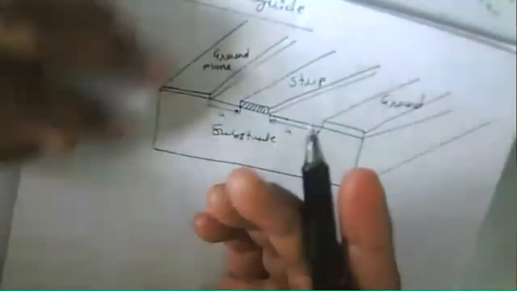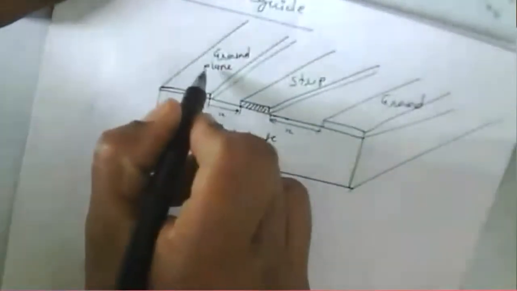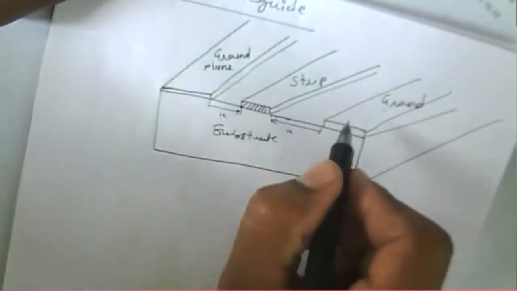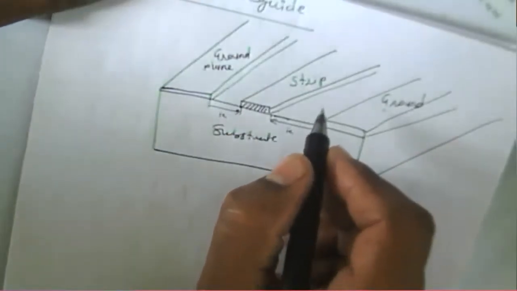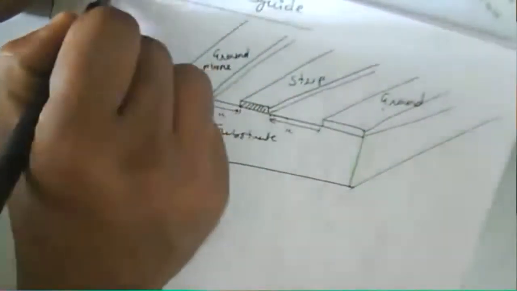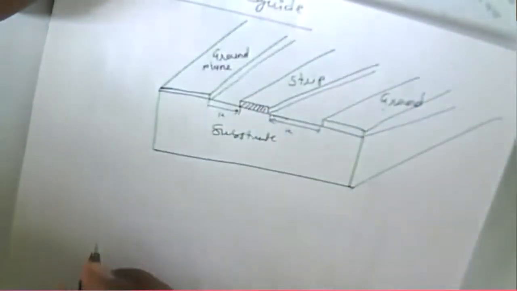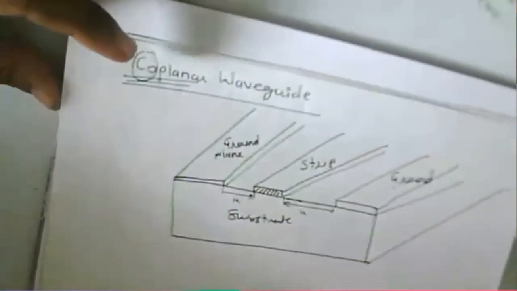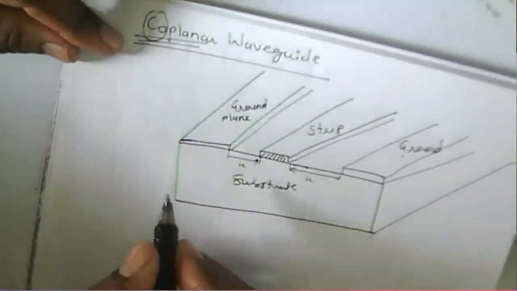Now this is your plane here. The strip as well as the ground plane are all present in a single plane. That's why we can say that the coplanar waveguide is nothing but a uniplanar line. All these conductors, the metallic strip as well as the ground, are present in a single plane. That's why we call it a coplanar waveguide, and that is where the word "co" comes from.